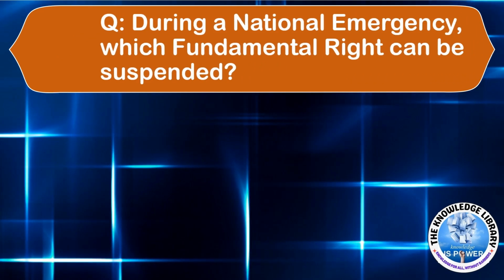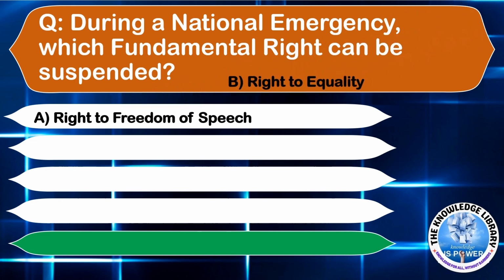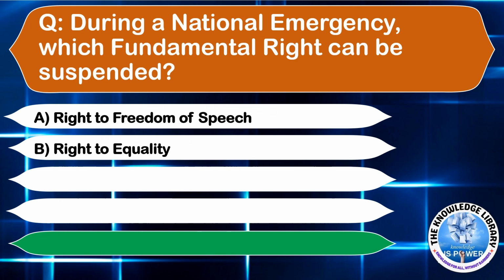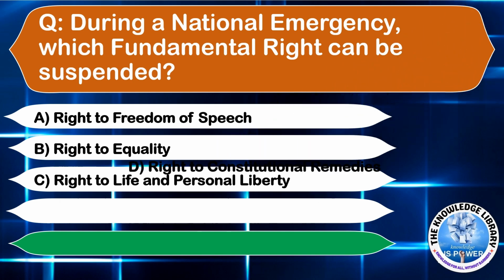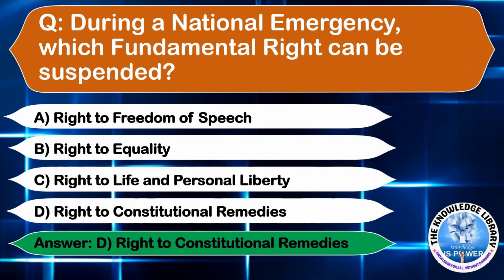The next question is, during a national emergency, which fundamental right can be suspended? Option A, right to freedom of speech. Option B, right to equality. Option C, right to life and personal liberty. Option D, right to constitutional remedies. Correct answer is option D, right to constitutional remedies.